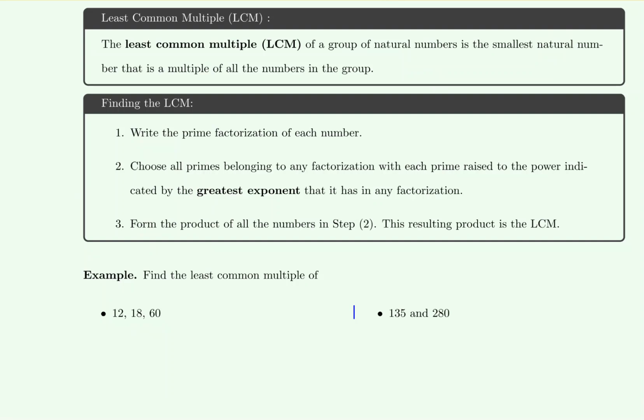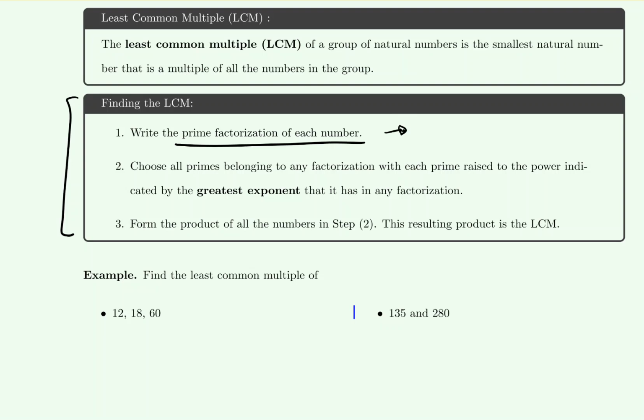The last concept that we're going to cover in this section of notes is that of least common multiple, which we abbreviate as LCM. So if we've got a group of natural numbers, then the smallest natural number that is a multiple of all the numbers in the group is the least common multiple. And these are the steps to find the LCM. I recommend writing it down on your note sheet. First, you write the prime factorization of each number.